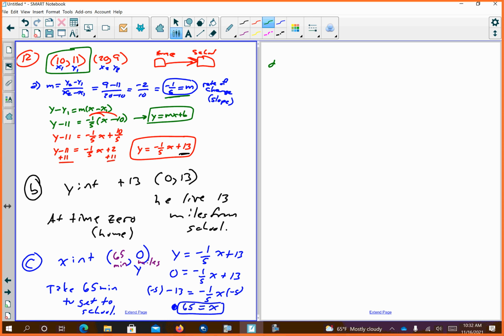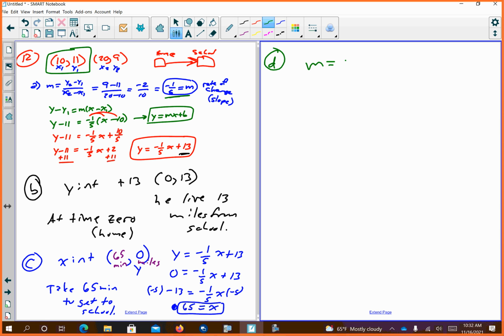Letter D. What is the slope and what does it mean in the context of this problem? So the slope we found originally was -1/5. So this is the y direction. This is the x direction. Okay? So this means our buddy Harold, that's an old school name, isn't it? He rides 1 mile every 5 minutes.